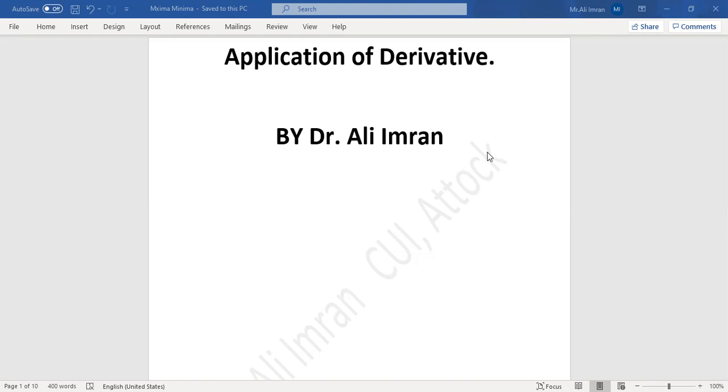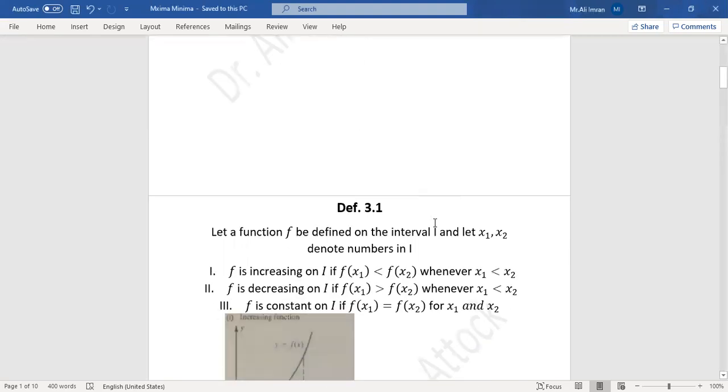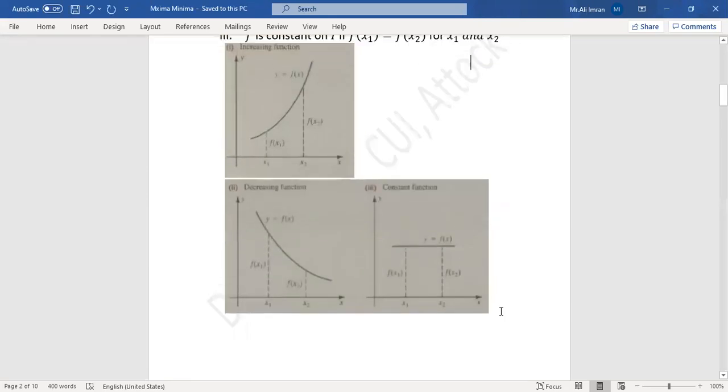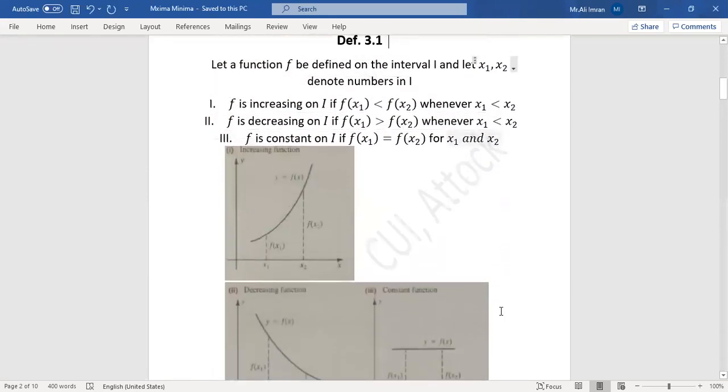In today's lecture, we will start chapter 3, which is related to application of derivative. Let's start with today's lecture. First of all, I would like to define what is increasing function, decreasing function, and what is a constant function.